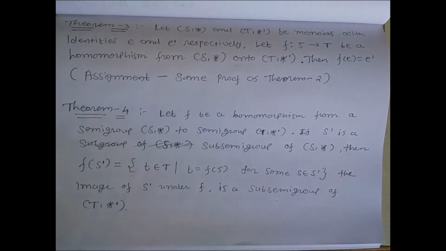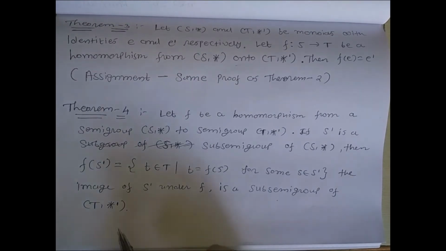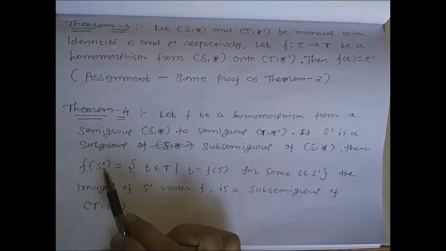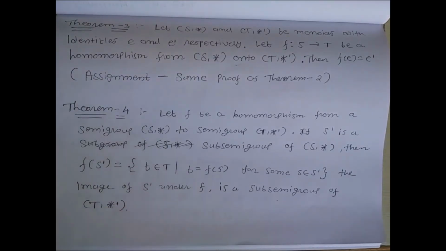Okay. We are given two semigroups S and T. S dash is given to be a subsemigroup of S star, and f of S dash is the image of S dash under the function. Our aim is to show that f of S dash is a subsemigroup of T star dash. Okay. For any given set, first of all we show that this given set is non-empty. Then after we will show that this set is closed under the binary operation of star dash. Okay.